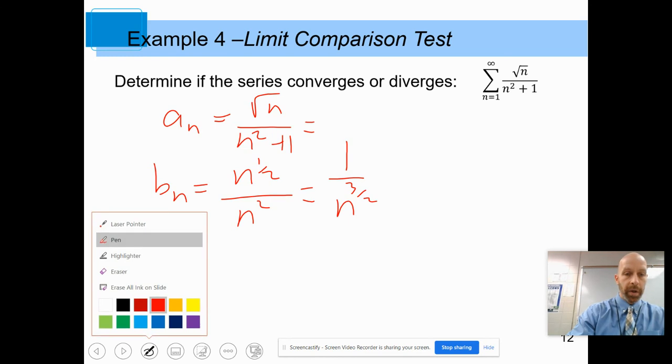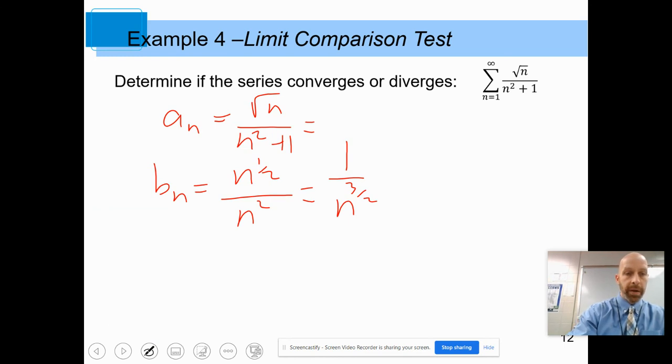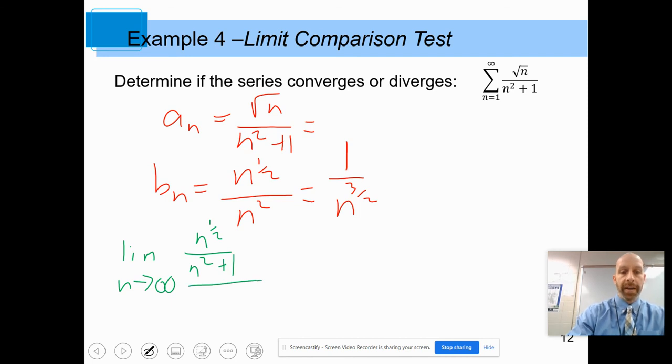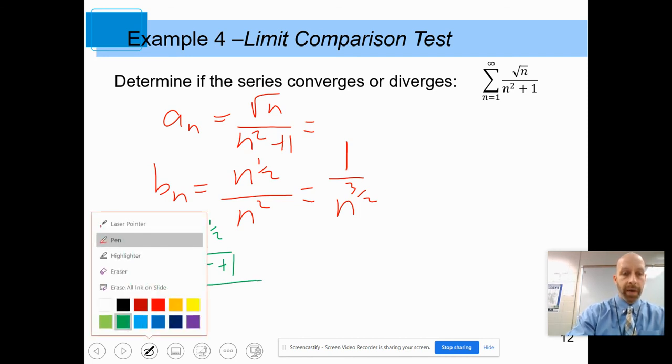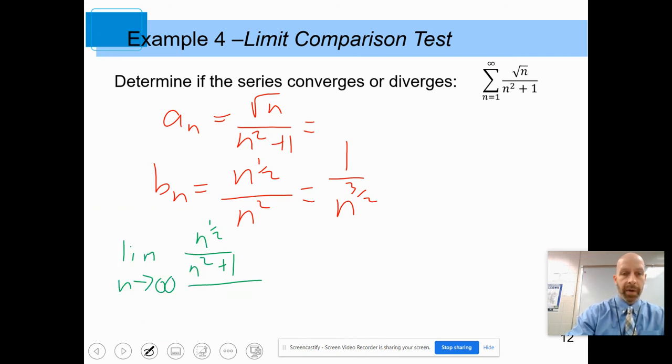So now that I have that, now what can I do? Well, here's where we're going to do our limit comparison test. We're going to do the limit as n goes to infinity of, let's do the top thing. So that's going to be n to the 1/2 over n squared plus 1, all of that divided by, and then the bottom, 1 over n to the 3/2. And we just need to figure out what this limit's going to be.